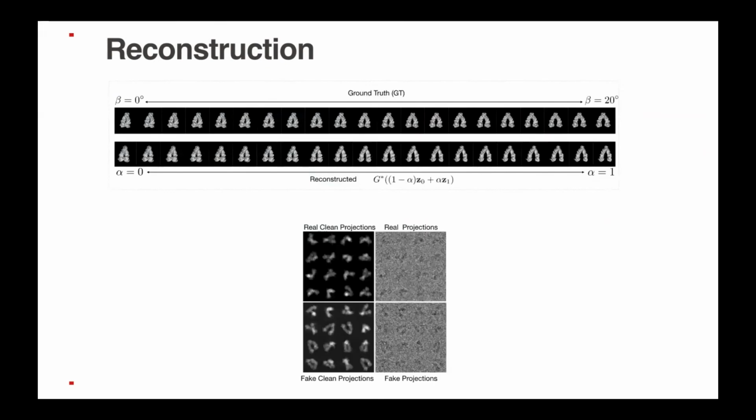If you look closely, the ground truth bond angle goes from 0 to 20 degrees. In the reconstruction, we go from one latent variable to another on a single line, and as you move along this line, the bond angle goes from 0 to 20 degrees. So not only can we get the dynamics, but we can also recover the actual factors of variation, or the actual degrees of freedom. And at the bottom, you can see the real clean projection and the fake clean projection, and the real projection and the fake projection that we give to the discriminator.